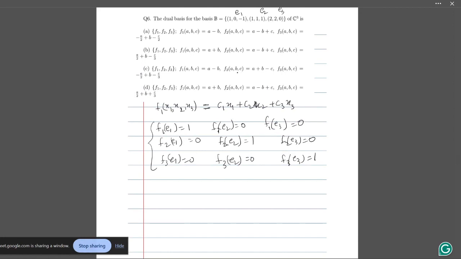So F1 of E1 is equal to 1. So we have this equation. For E1, what is x1 here? 1 here. Okay. C1 minus C3 is equal to 0, because we are putting the values of x1, x2, x3, which for E1 is just 1, 0, minus 1. So let's say this is your first, second, third equation. So this is for the first part.